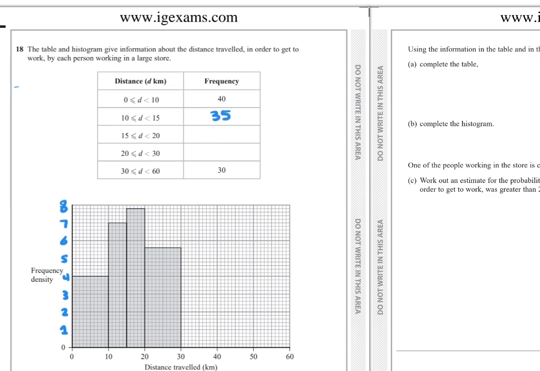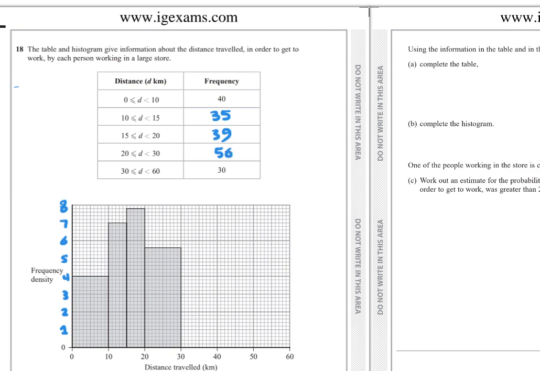For the third group, from 15 to 20, so the base is 5, times 7.8. 5 times 7.8 equals 39. So the frequency for the third group is 39. For the fourth one, from 20 to 30 we have 10, so 10 times 5.6, so 56.